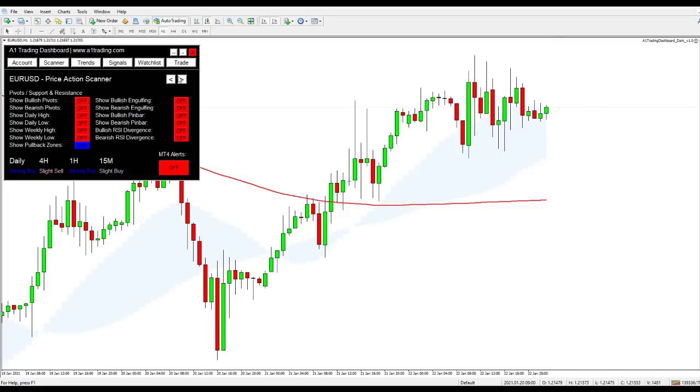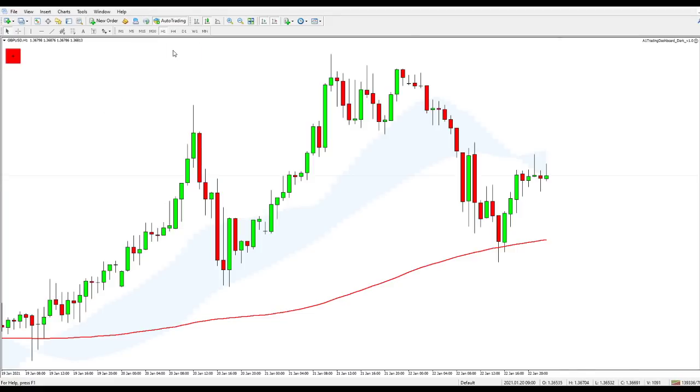Let's move on to the next pair. We'll just jump over to the next chart, and we can take a look at GBPUSD.